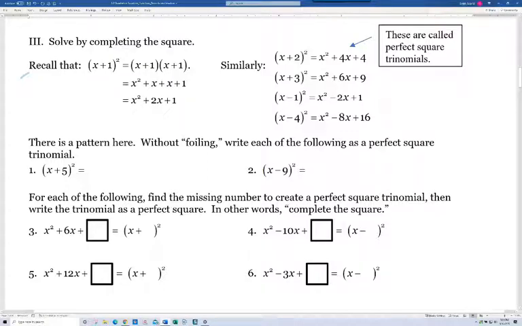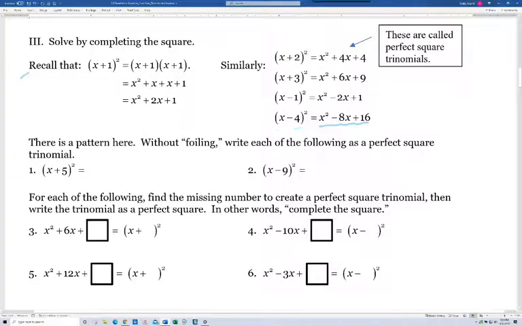And in fact, if you look at the 4 examples that I did over here to the right, there's a nice pattern that we have on the right side. So first of all, these are what we call perfect square trinomials. Does that make sense to you that we would call these perfect square trinomials? Well, first of all, each of these has 3 terms, and each of them is equal to some binomial squared. And so that's why we call them perfect square trinomials.